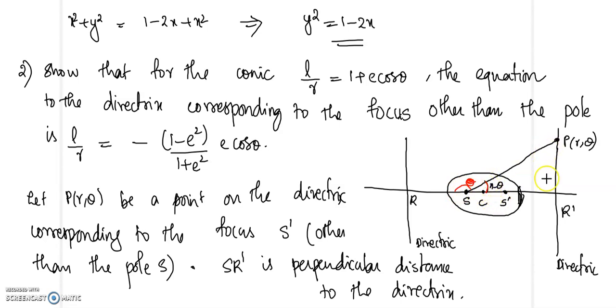Therefore this angle P S R dash will be pi minus theta. And here S R dash denotes the perpendicular distance to the directrix. So this is what we have shown in the figure. P of r theta is an arbitrary point on the directrix corresponding to the focus S dash. So we need to find an equation involving r and theta, since r theta is any point on the directrix. So let us see how to obtain this equation.